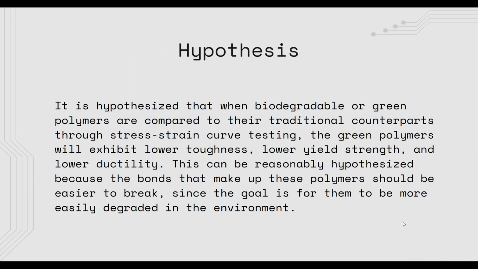It is hypothesized that when biodegradable or green polymers are compared to their traditional counterparts through stress-strain curve testing, the green polymers will exhibit lower toughness, lower yield strength, and lower ductility. This can be reasonably hypothesized because the bonds that make up these polymers should be easier to break, since the goal is for them to be more easily degraded in the environment.